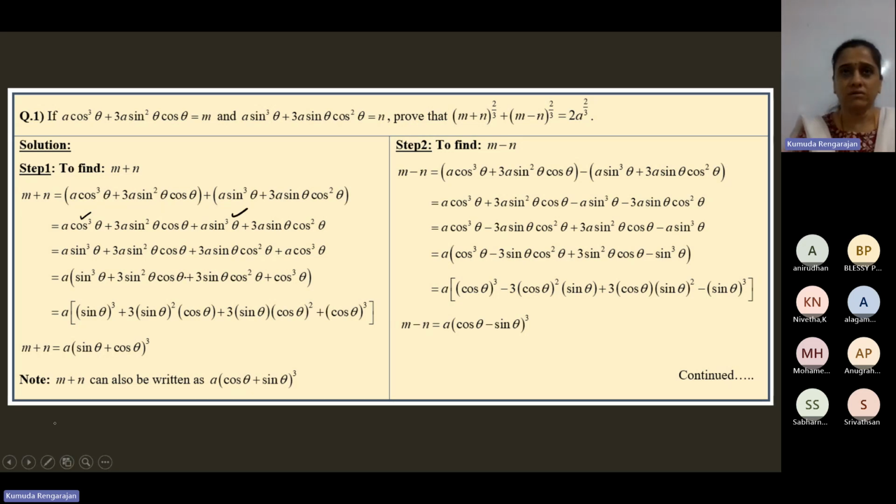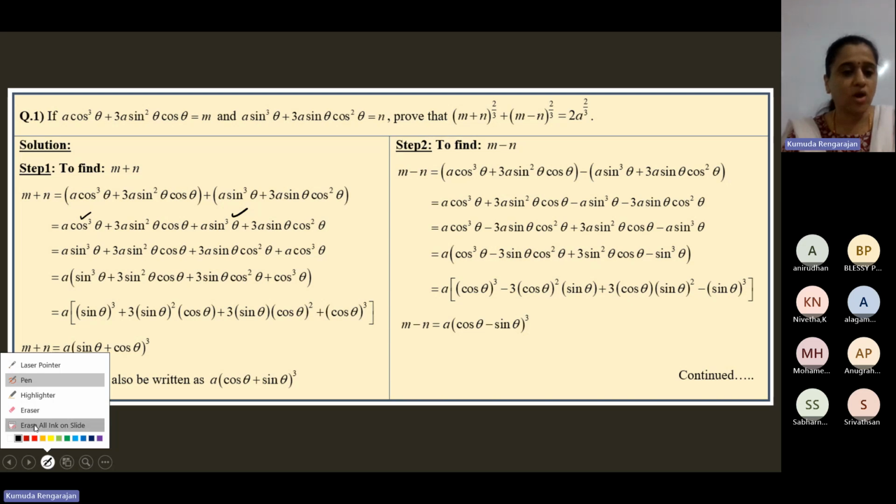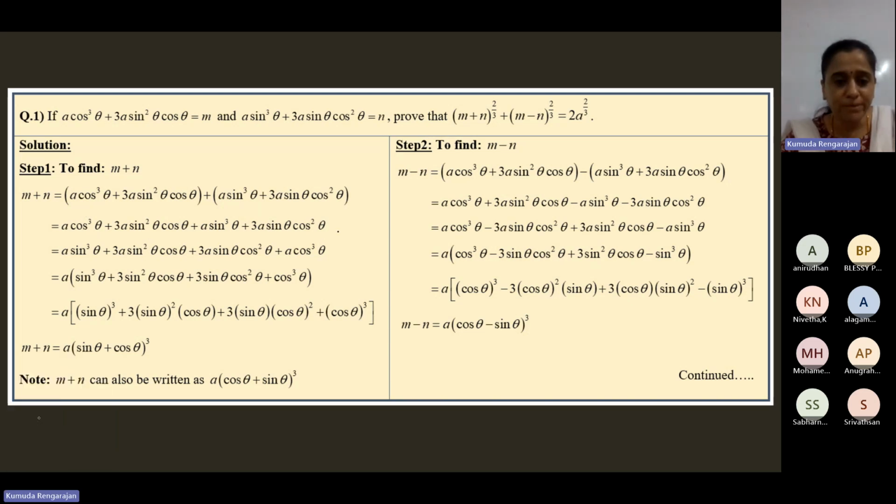Before that, all the rules we use in factorization: whenever there's something common, take out the common factor. If all the terms involved have something in common, take out the common factor. So a is common, right? But before taking a common, I've just arranged the terms in a specific order. I'll tell you which order. This is one of the cube terms. See here, sine cube theta, cos cube theta.